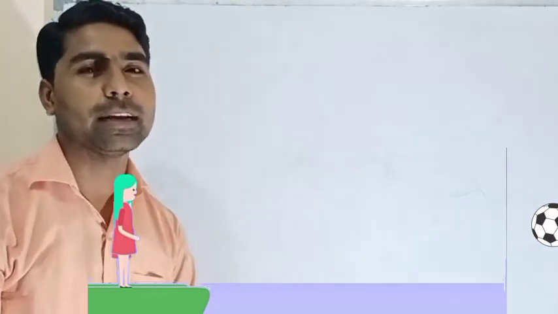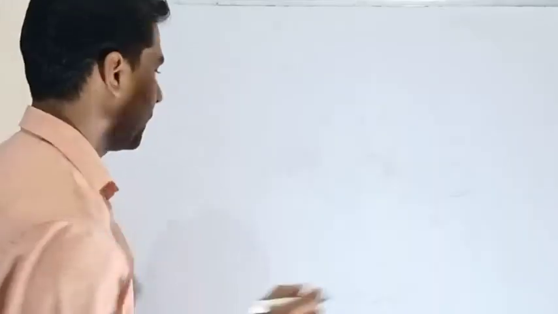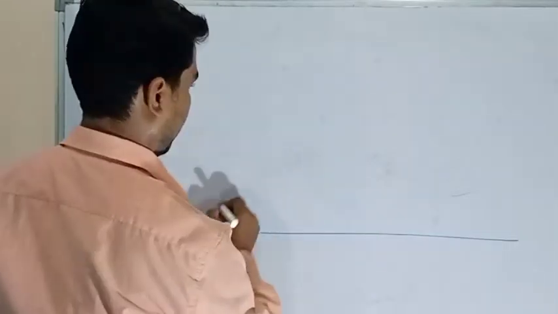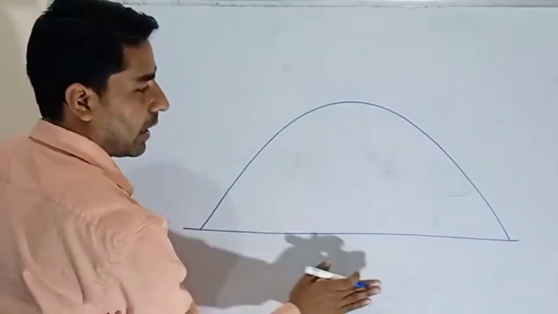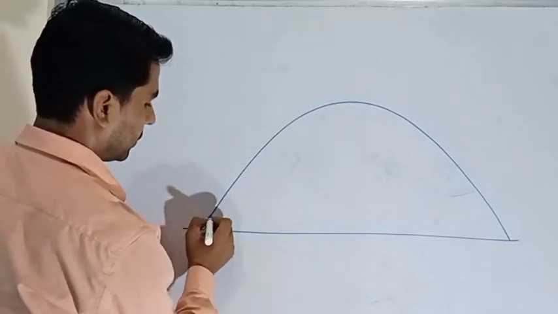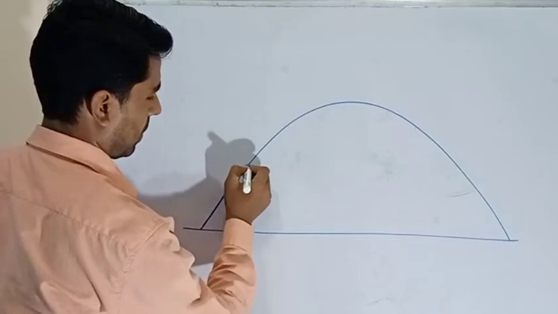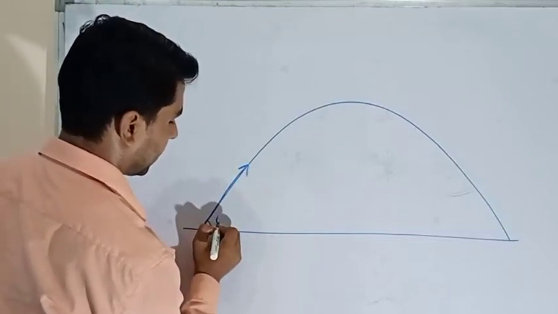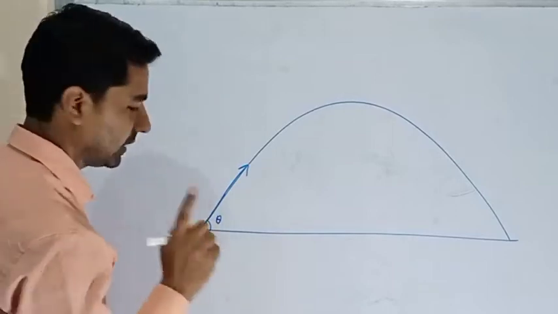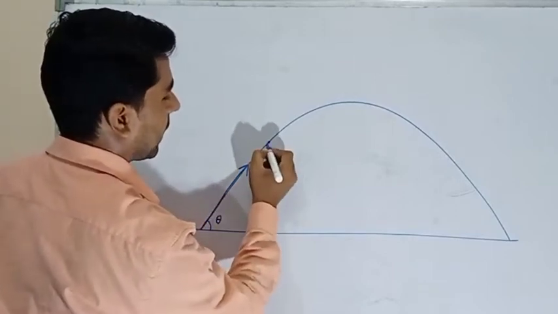Let's calculate which path it is called. Suppose a projectile is thrown in this direction. This is the ground. From the ground it was thrown in this direction initially, with the angle theta. Let us consider the angle is theta, and suppose it is arriving here.